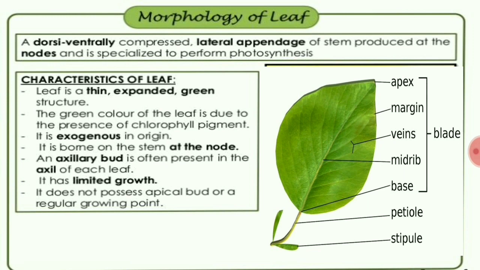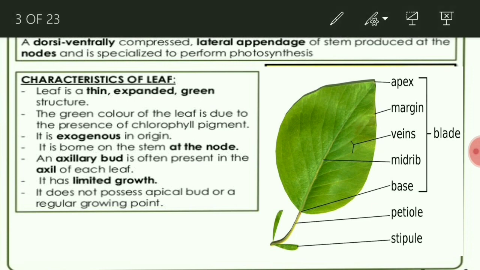Exactly, leaf is a dorsiventrally compressed lateral appendage of stem. ये leaves stem के nodes पर होते हैं and it carries out the special function called photosynthesis. Characteristic of leaf, if we consider, it is a thin expanded green structure. Green color of leaf is due to the presence of chlorophyll.